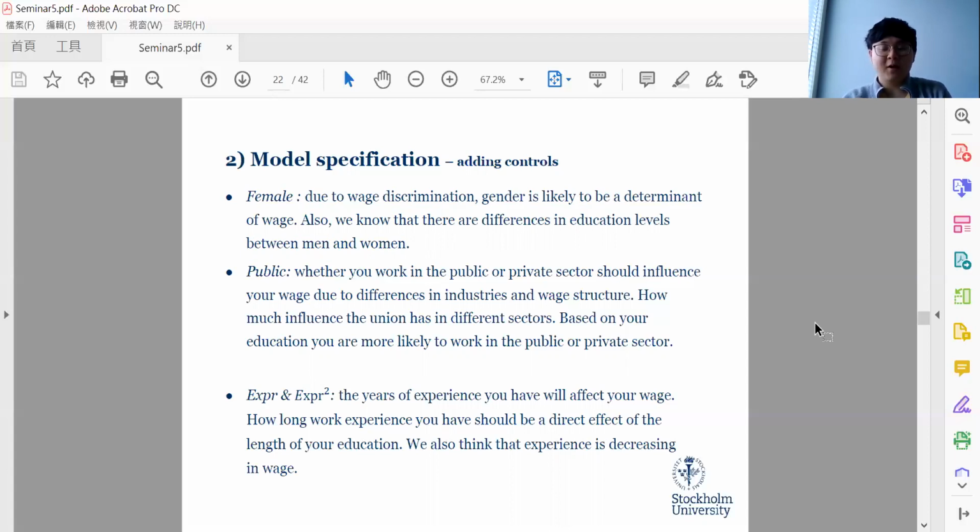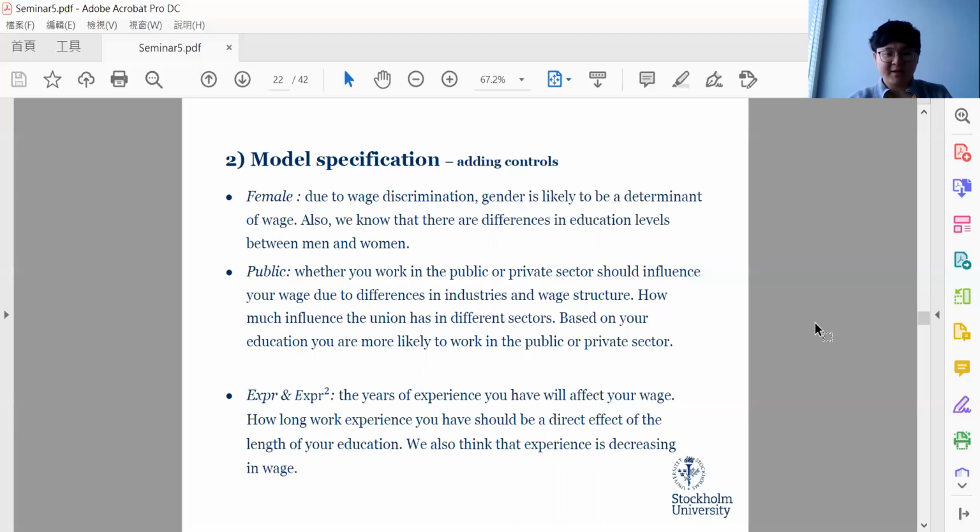So whether you are working in the public sector or private sector should influence your wage for sure. Based on the things that you learned, it may also affect the tendency for you to work in the private or public sector. So that's why you put public as a control as well. And then the third one is experience. So the years of experience, of course, will affect the wage.